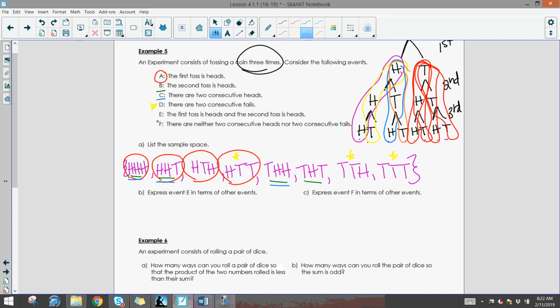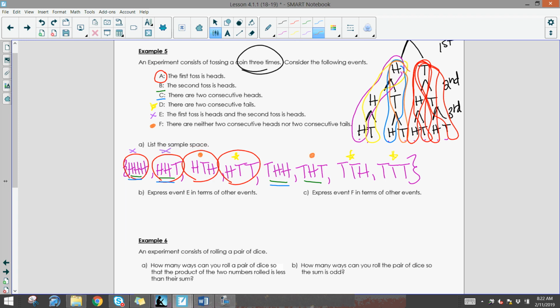And then I'll do an X in purple. The first toss is heads and the second toss is heads. So first toss, second toss, first toss, second toss. No, no. And then the rest of the first toss is tails, so that doesn't count. And then last but not least, I'll just put orange. There are neither 2 consecutive heads nor 2 consecutive tails, so you cannot have 2 in a row of anything. So this would be okay.